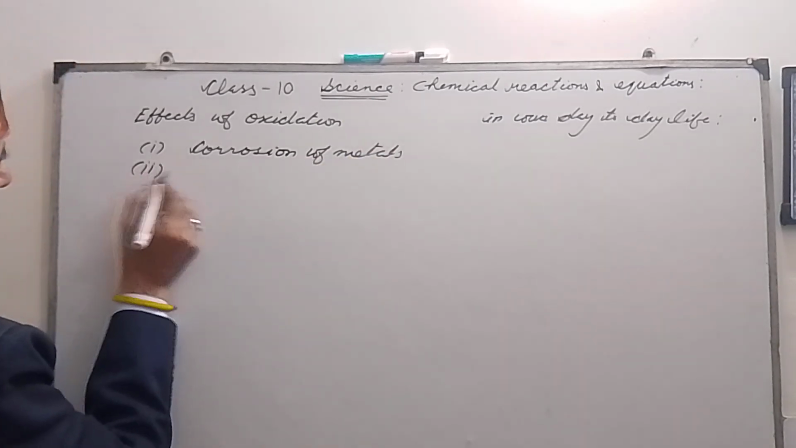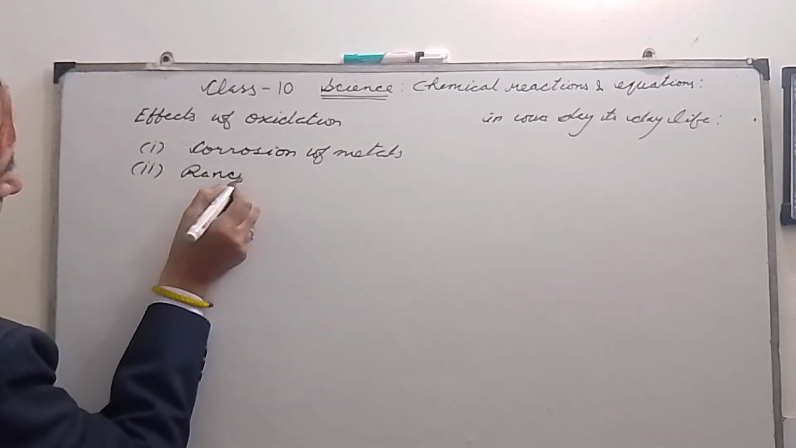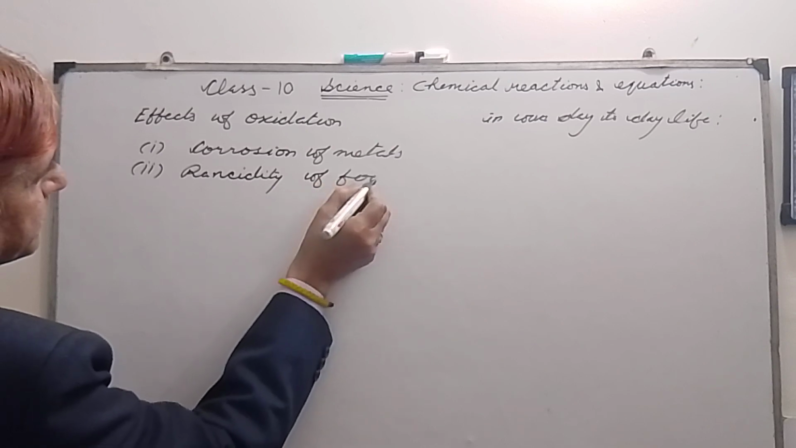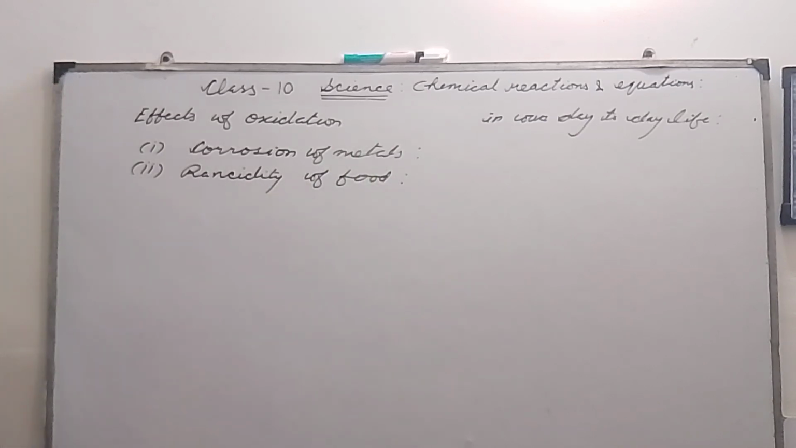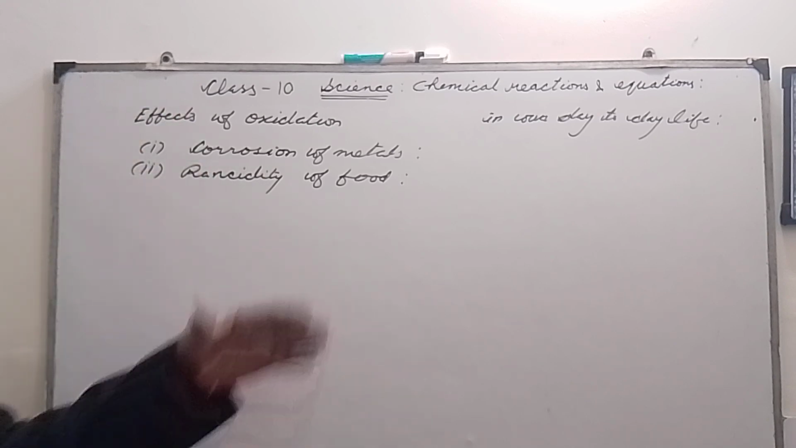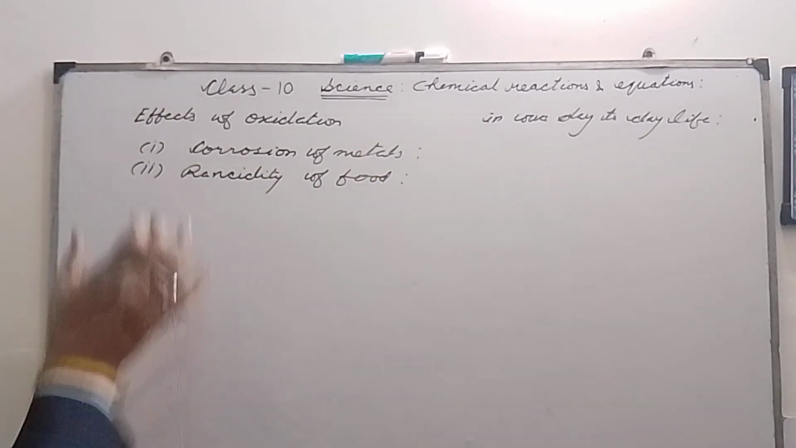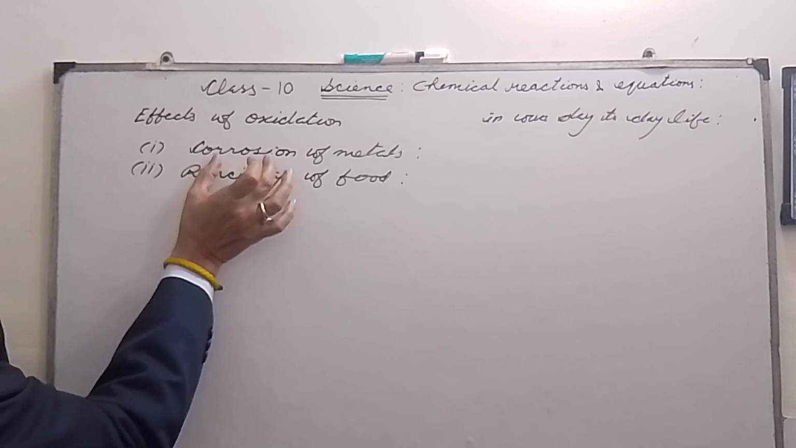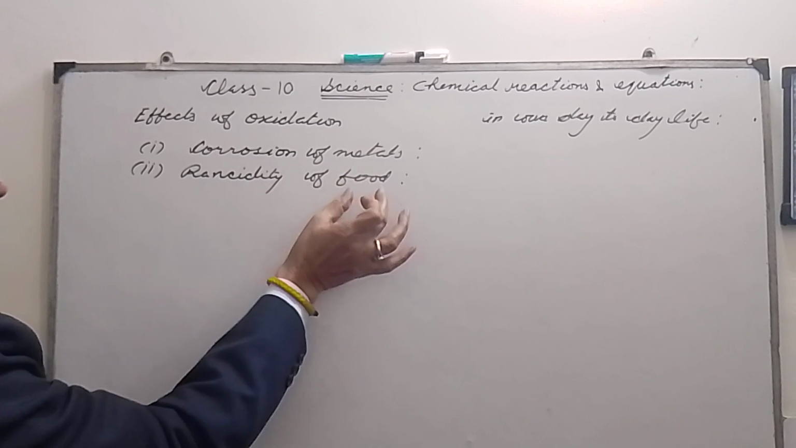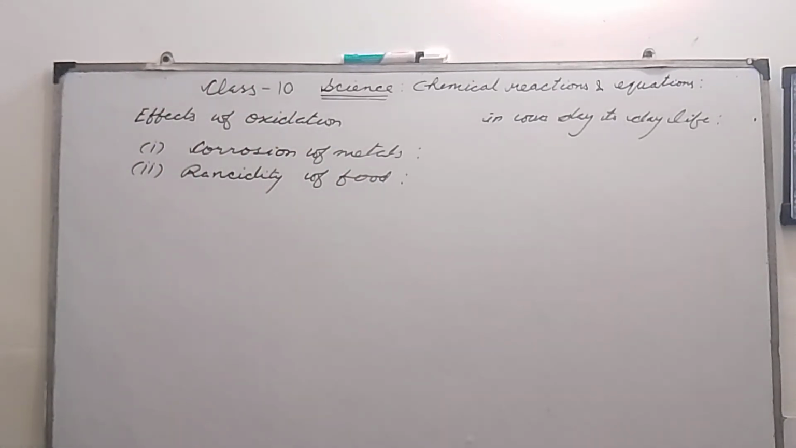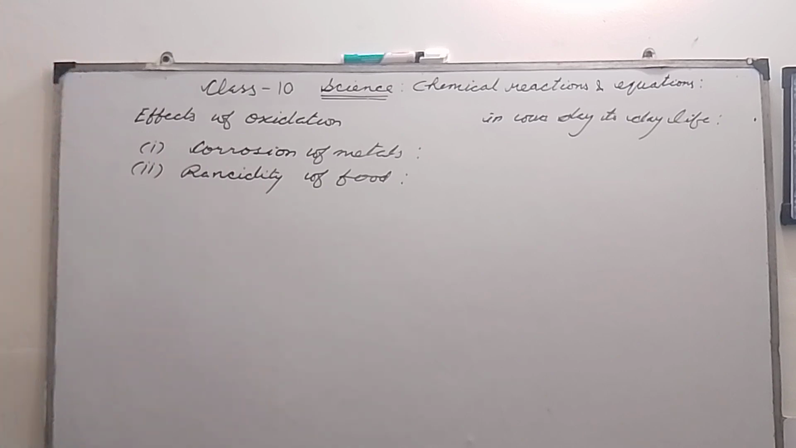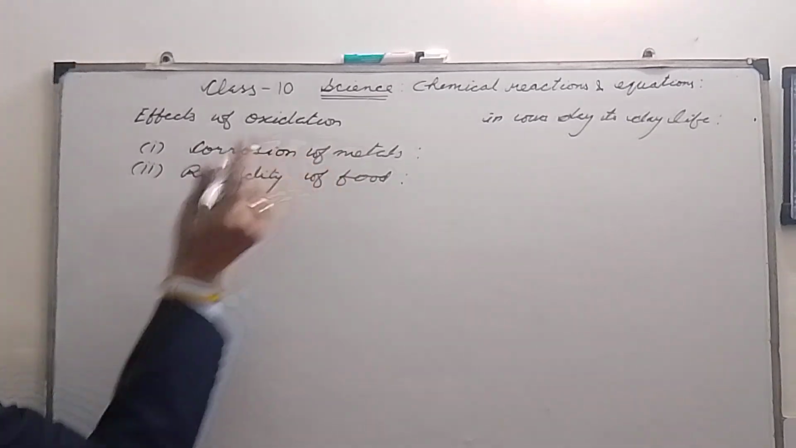Second is rancidity of food. So my dear students, these are the effects of oxidation in our day-to-day life. Let me make it clear that corrosion is related to metals and rancidity is related to food. So this must be clear in your brain. Now we will discuss corrosion of metals.